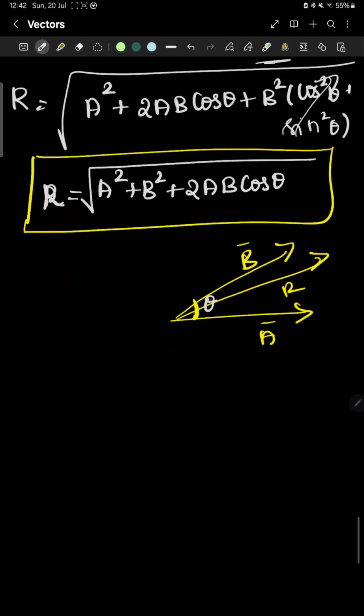Now let us consider this resultant vector is making an angle beta with respect to the A vector.